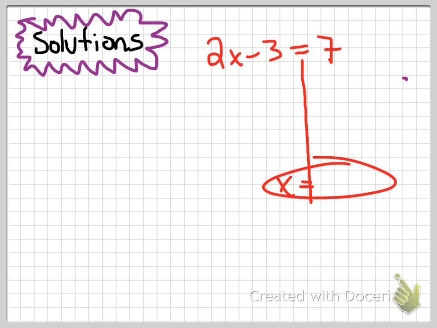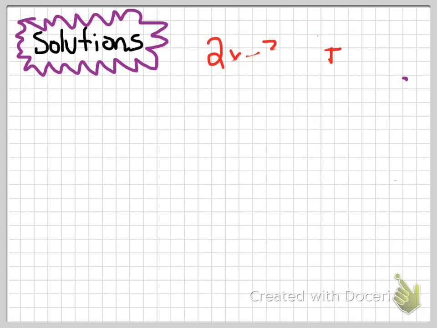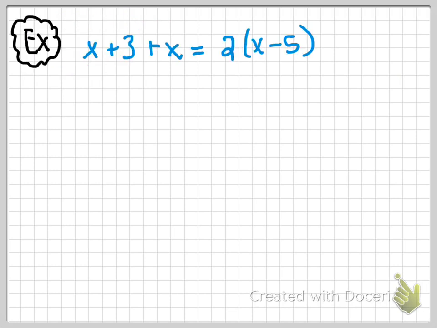This is not always going to be the case. You're not always going to get a nice answer. So let's say instead of having this problem, you had something else. Something that gives you more of a strange answer. Let's try this one. Let's make an example up. Let's say you had x plus 3 plus x equals 2 parentheses x minus 5. Write that down and pause the video if you need to write. But let's put a line down the middle of this and try and solve for x.